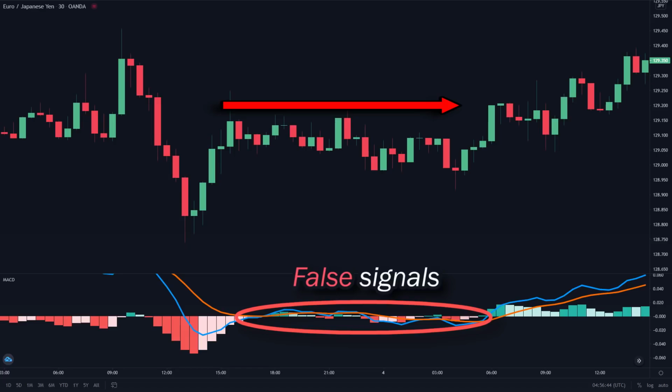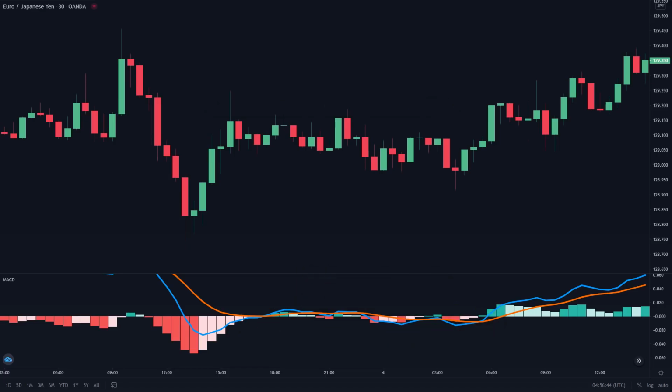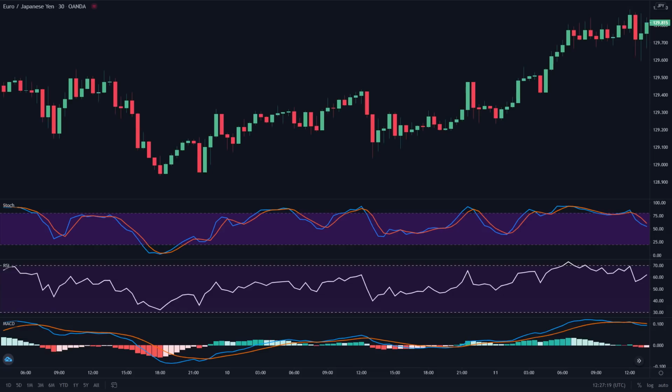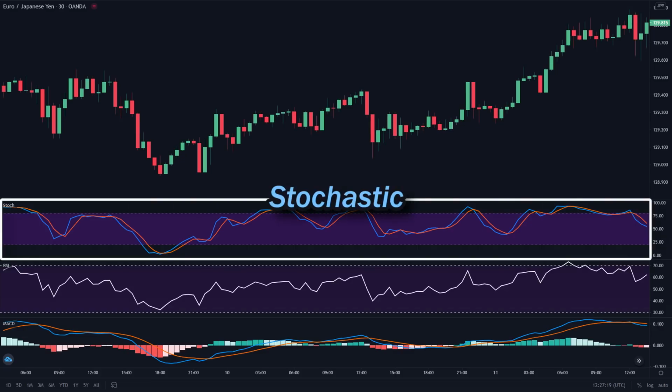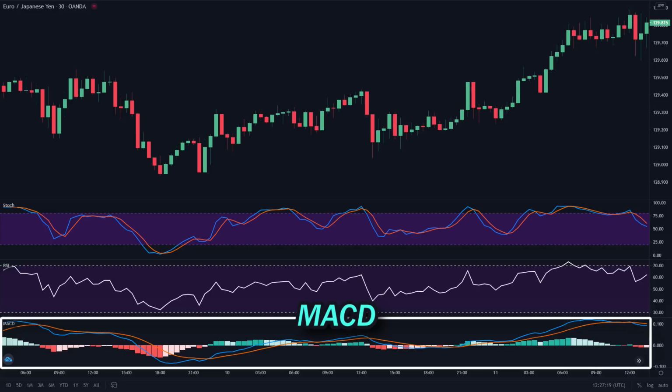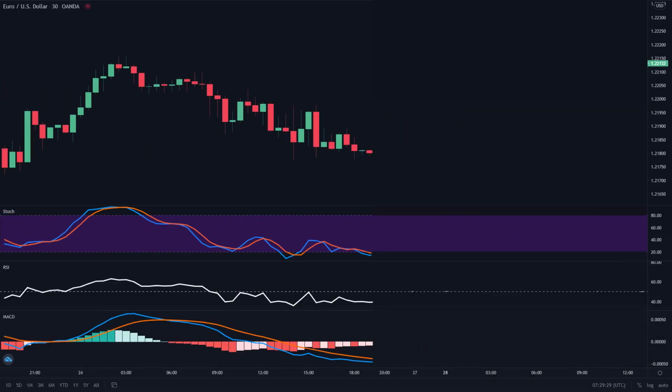So that is why for this combination strategy, we are not going to buy or sell just because the MACD crosses over. Instead, we are using it to give extra confirmation and making sure that the momentum is on our side. And so this is how the Stochastic, RSI, and MACD strategy works. First, let's start with our entry signal.